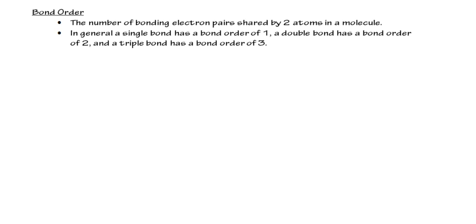So the whole term bond order really does just refer to whether the bond is single, double, or triple. I would highly suggest drawing the Lewis structure first.